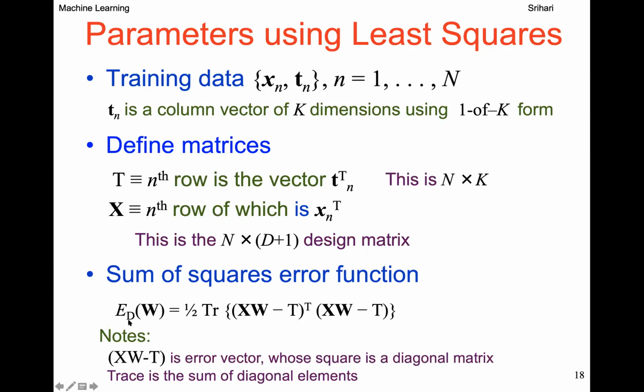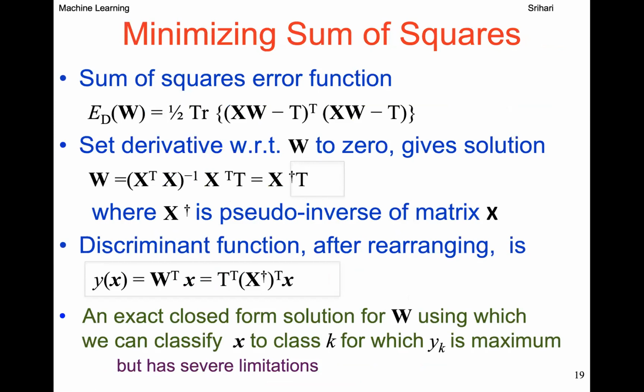And the sum of squared error function is then written as 1/2 trace of (XW minus T) transpose (XW minus T). So it's possible to write the sum of squared errors given the design matrix even for a classification problem in this way. Minimizing the sum of squared error, now it's all in matrix space, we take a derivative with respect to W and set it equal to zero. And the discriminant function after rearranging is y of x equal to W transpose x. There is an inverse over here, and that quantity is the Moore-Penrose inverse. So W is equal to X dagger T, where X dagger is the pseudo inverse of the matrix X. So this is the exact closed form solution for W, using which we can classify by picking the class for which yk is maximum.